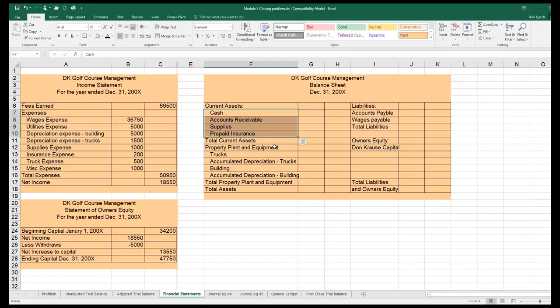And then we have our property, plant, and equipment, which includes 2 accounts, trucks and buildings, and they both have depreciation associated with them. And so we're going to do some calculations there that give us something called our book value, which we'll carry forward. And so let's just start by transferring these balances in the current assets, and we'll finish that out first.